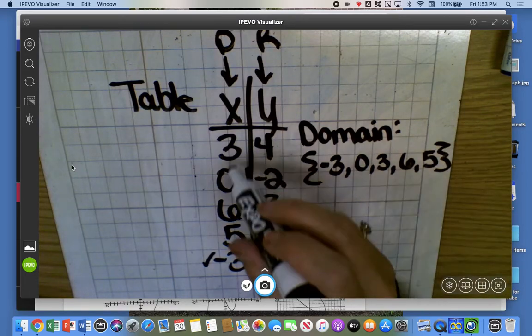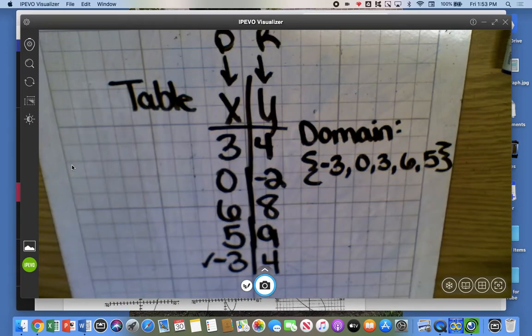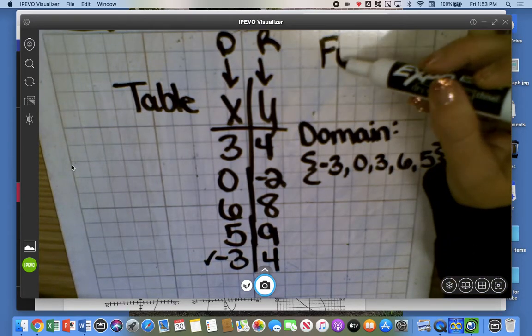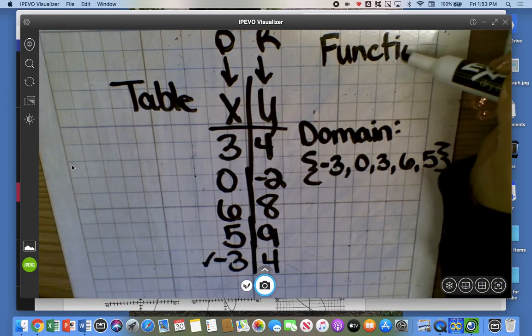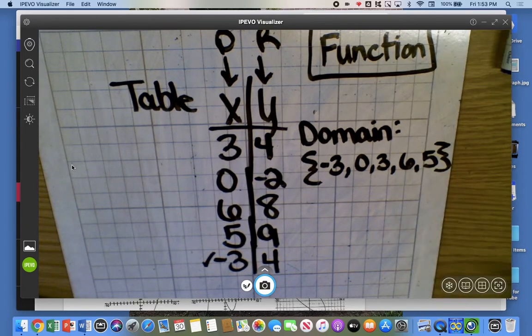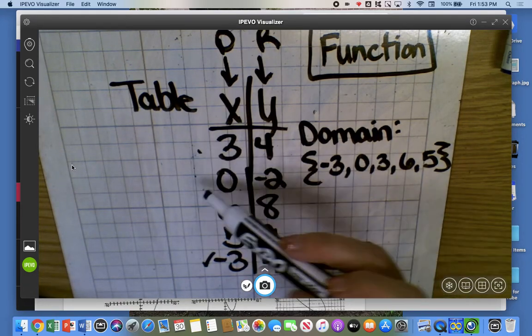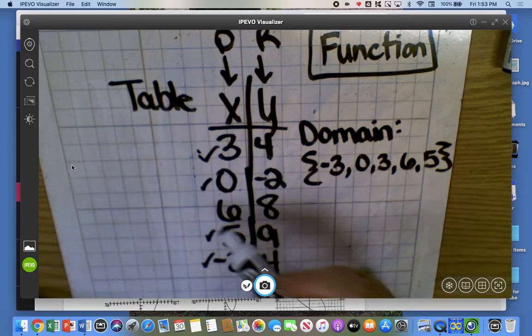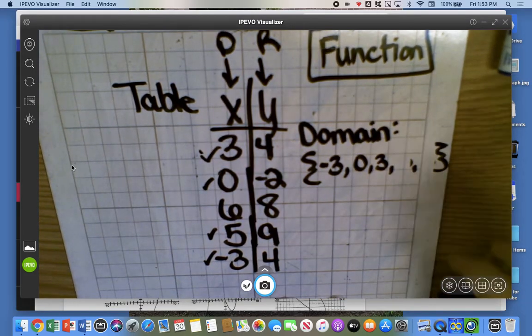So all of my x's are unique. So I want to ask you, just review from last week, is this a function? Absolutely, because sometimes you might be asked, is this a function? You would say yes, because all the x's are unique. So we went 0, 3, 5, 5, 6. Wrong order.